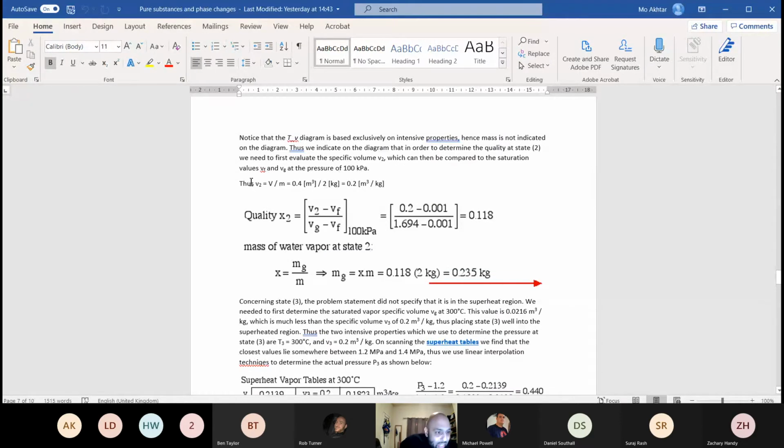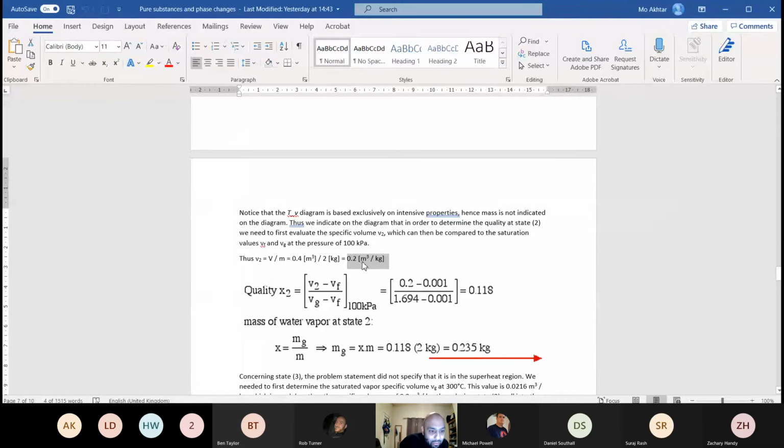Now, V2, I'm going to highlight this now for you. It's specific volume, so it's a ratio. It's a volume divided by the mass. So we know the volume of the second container is 0.4 meters cubed, and we know the mass of the original liquid was 2 kilograms. So if you divide them, V2 is going to be 0.2 meters cubed per kilogram. Does that make sense, everybody? Just divide it, that's all you're doing. So V2 here is 0.2 m cubed per kilogram. This is how you work it out. Any questions so far?